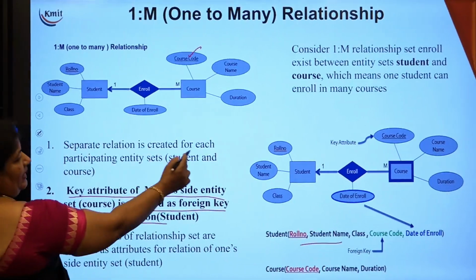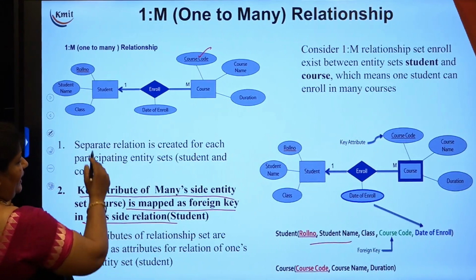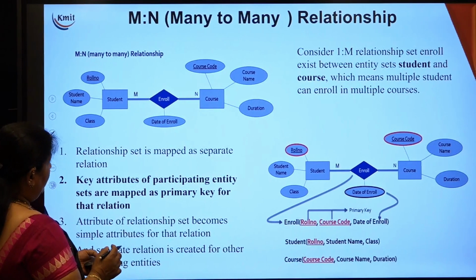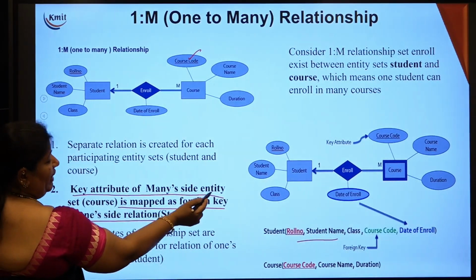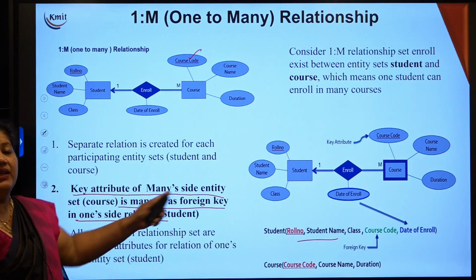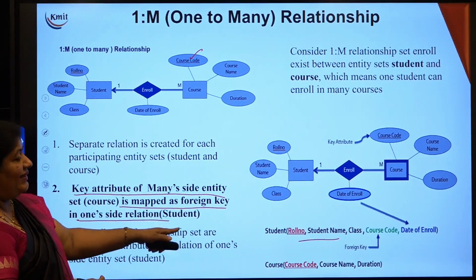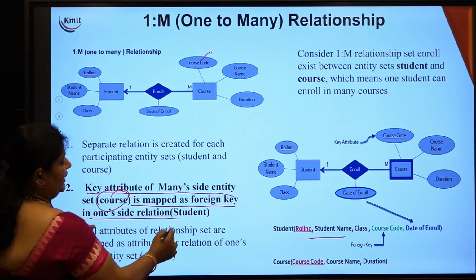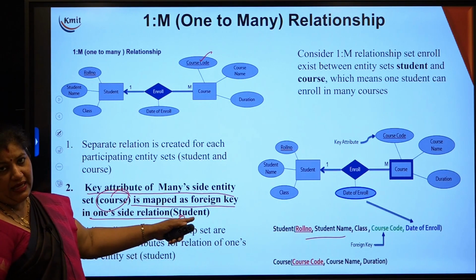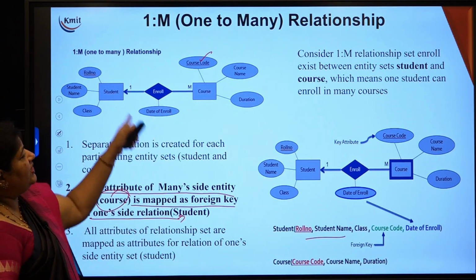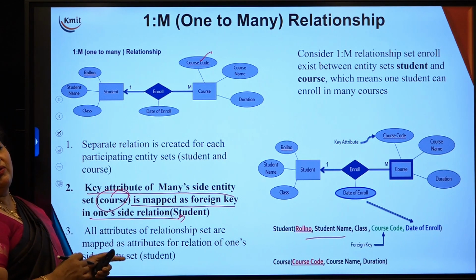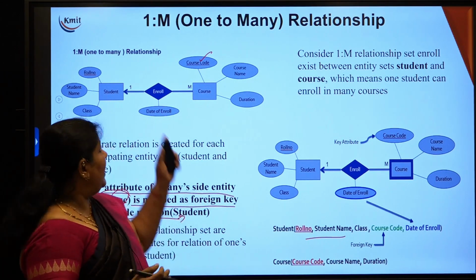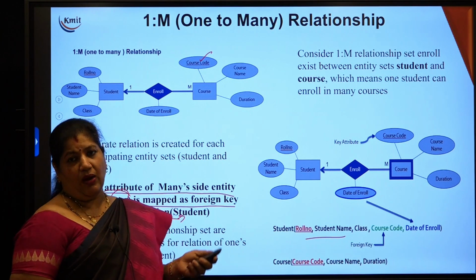Look at this, separate relations are created for each participating entity, that is student and course, and the key attribute of the many side entity is mapped as the foreign key into the one side relation. So, in our case the primary key of course will be included into student as the foreign key. Then the attributes of the relationship set itself will always go as attributes into the one side entity. Keep this in mind. The same thing holds good for many to one also.